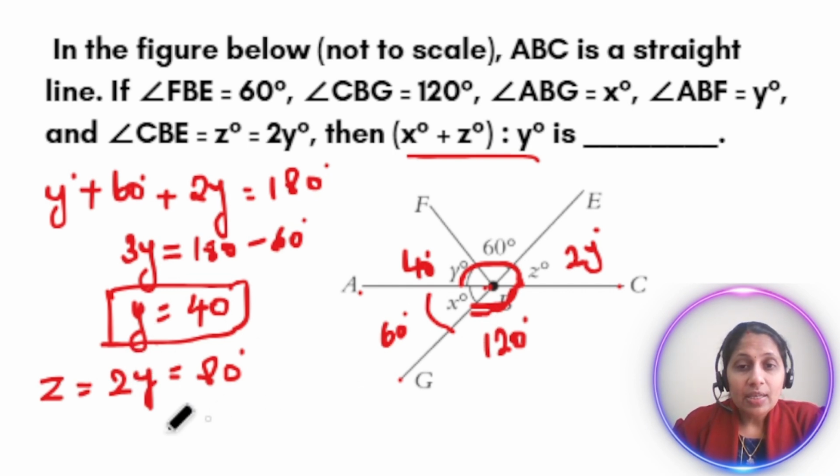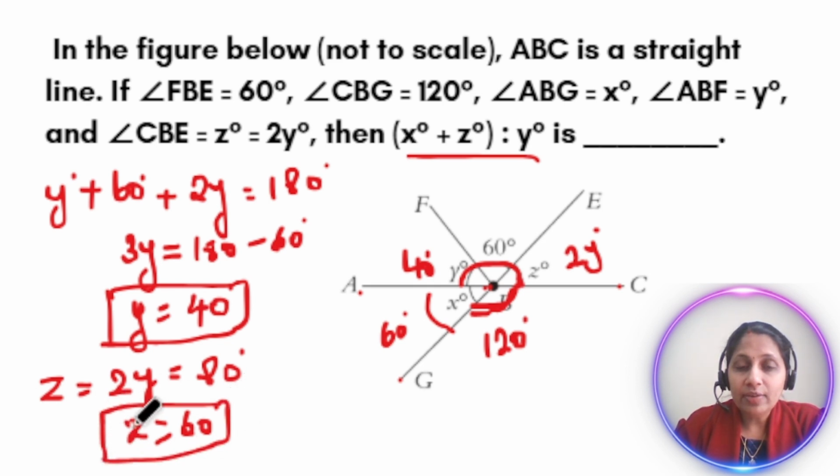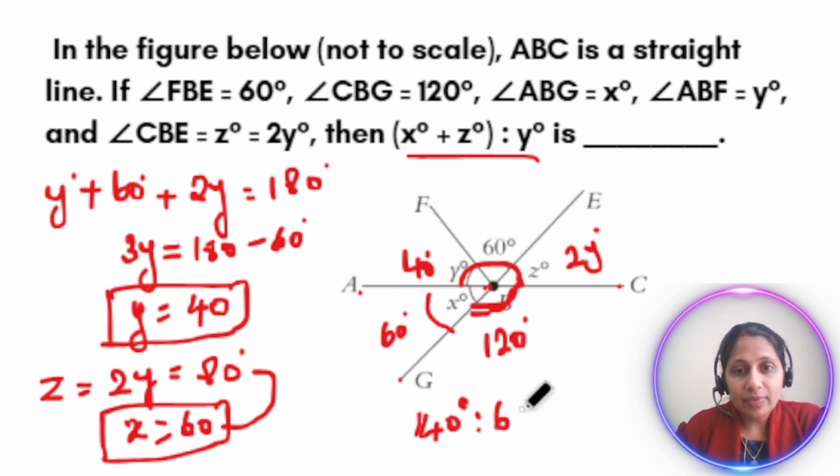So now X equals 60 degrees, right? So we got our X, we got our Y, we got our Z. Then substitute everything in the question. We want X plus Z is to Y. X is 60, Z is 80. So 80 plus 60 is 140 degrees, is to Y, which is 60 degrees. Sorry, 40 degrees.